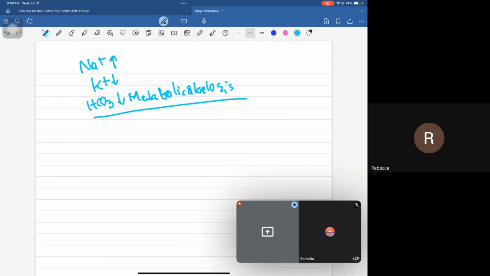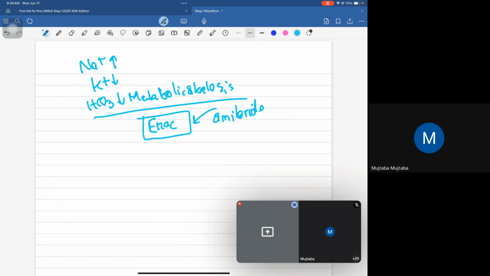In order to treat this, we have to block the ENaC channels. And what is the drug that blocks ENaC channels, guys? Amiloride. Right. It's going to block the ENaC channel. So the treatment is very simple, right? We are going to give amiloride.